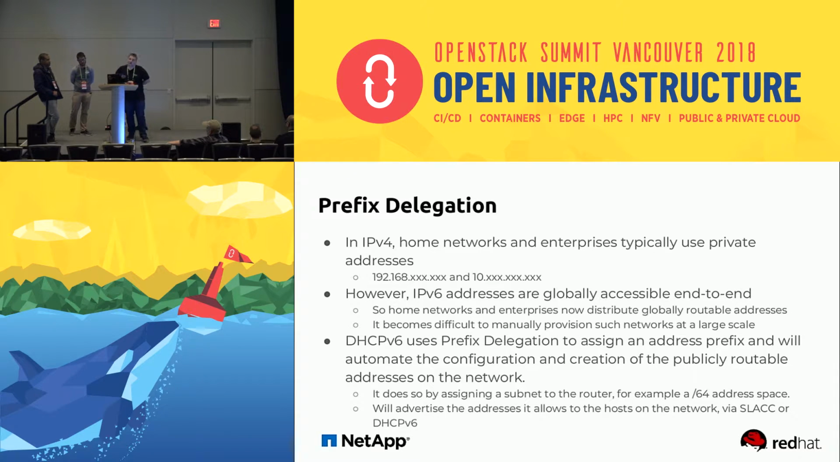So prefix delegation. With IPv4, most people are familiar with the private IPv4 address spaces that they use within their home or their enterprise, a 10 dot address or a 192.168 address. However, like I said earlier, IPv6 addresses are accessible globally. So now when you get an IPv6 address from your ISP, that's globally routable. And so we need to figure out how to assign subnets and prefixes automatically, because doing it at a global scale is untenable to do manually.